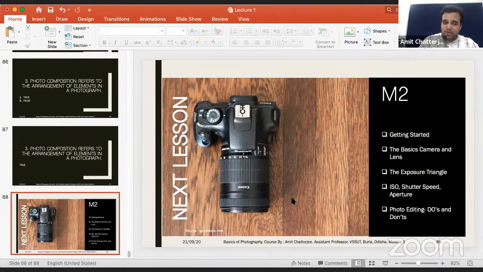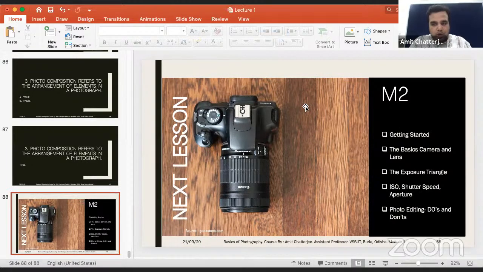So this is where I'll end my class. In the next lesson, we will talk about the technicalities of cameras. The next lesson will be completely about the camera, so if you have your cameras, keep them with you so that you will be able to see the manuals and things like that.